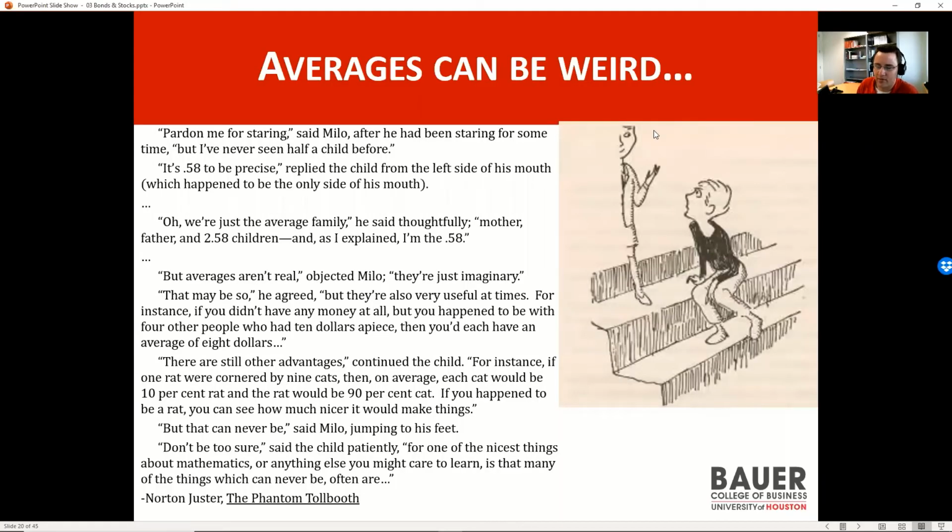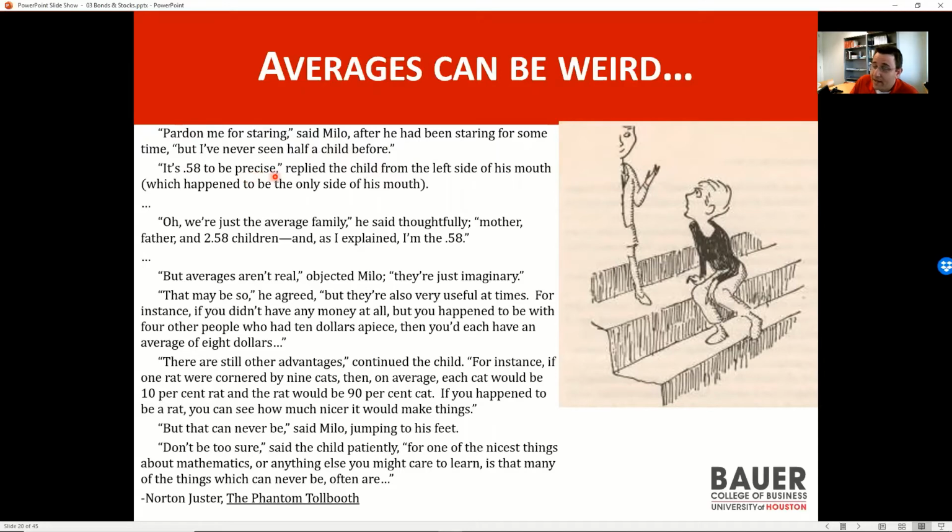Expected values are an average, and averages can be a little bit weird. So here's a little excerpt from a children's book I sometimes read to my kids at night. It's called The Phantom Tollbooth. Milo, the protagonist, goes through a phantom tollbooth, and that takes him to this fantasy land where they learn about numbers and words. In this case, he's climbing some stairway to infinity, and he runs into an interesting character. "Pardon me for staring," says Milo after he had been staring for some time, "but I've never seen half a child before."